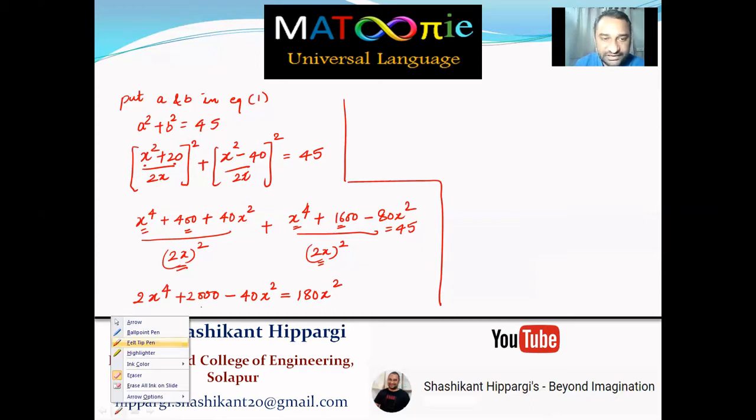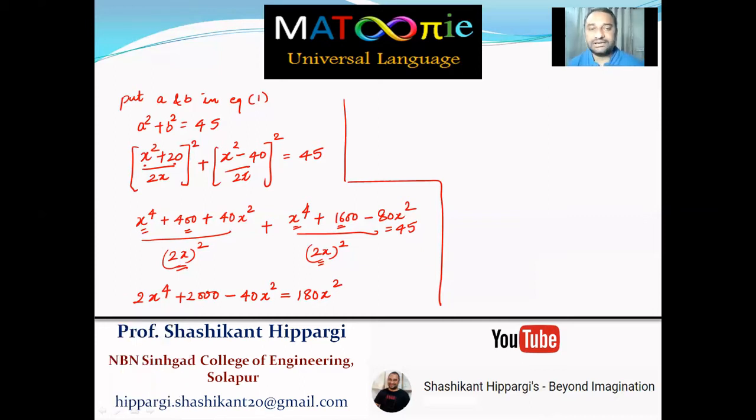Now we are left with this equation. If I divide the whole equation, both the left hand side and the right hand side, by 2, then the equation becomes x raised to 4 plus 1000 minus 20x square is equal to 90x square. Take this on the LHS side. So this becomes x raised to 4 minus 20 minus 90, that becomes minus 110 x square plus 1000 must be equal to 0.